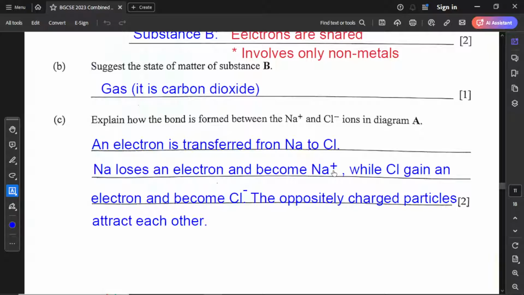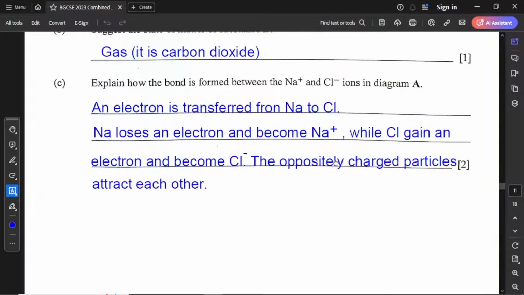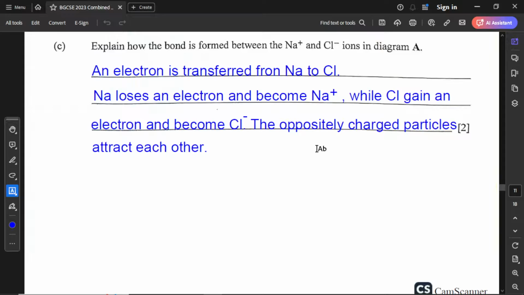So once the sodium atom loses electrons, or one single electron, it becomes positive. The chlorine gains that one electron and becomes negative. And so positive and negative will attract. And so that's how they bond together.